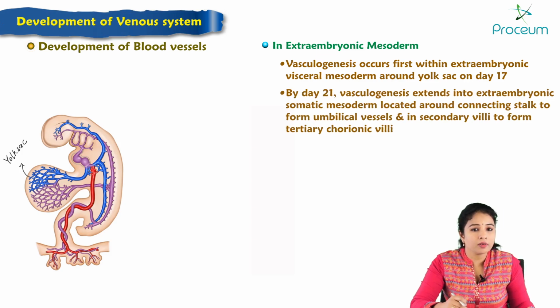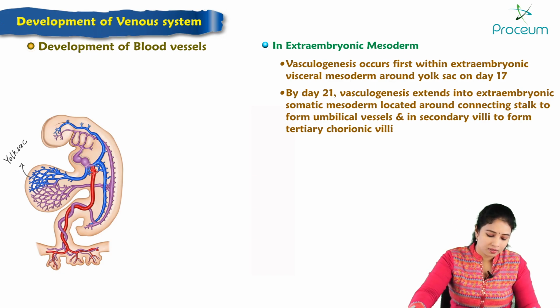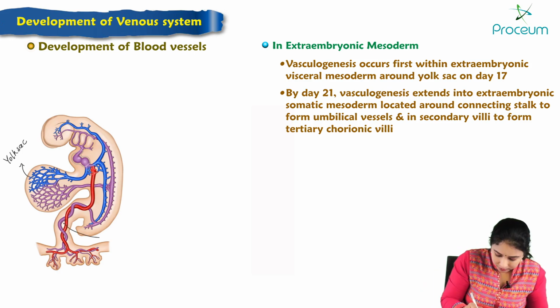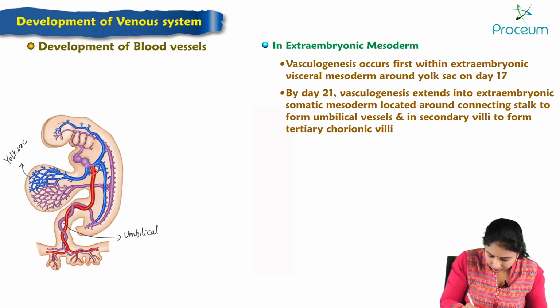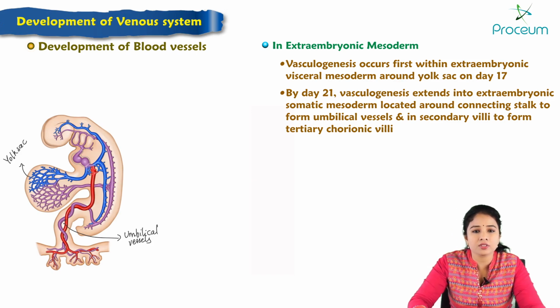By day 21, the vasculogenesis extends into the extraembryonic somatic mesoderm, which is located around the connecting stalk, to form the umbilical vessels, and in the secondary villi, which also turn to form the tertiary villi in the placenta. So further they form the umbilical vessels in the connecting stalk. So these are the umbilical vessels which develop around the connecting stalk.